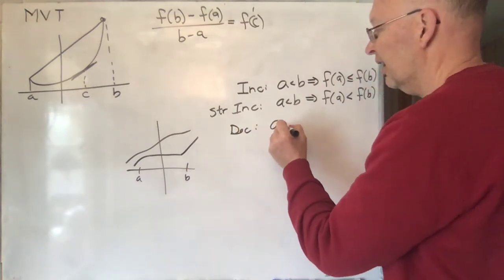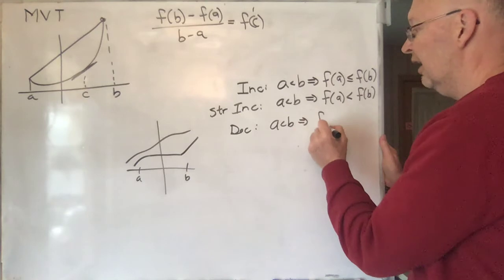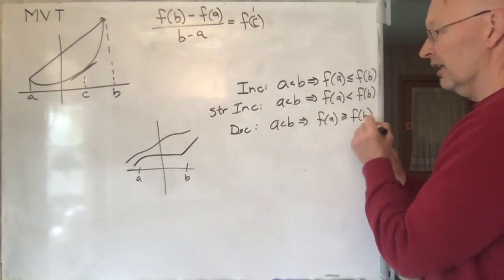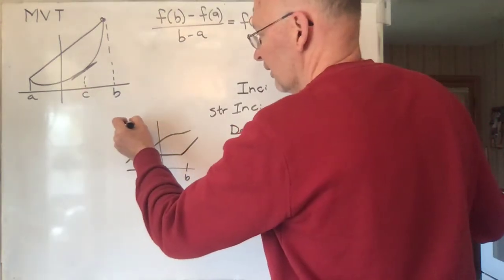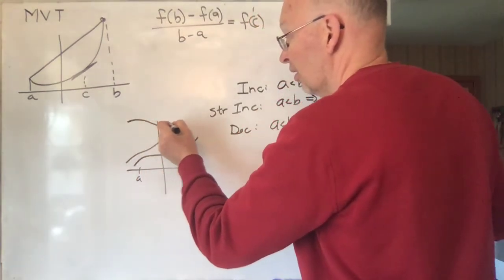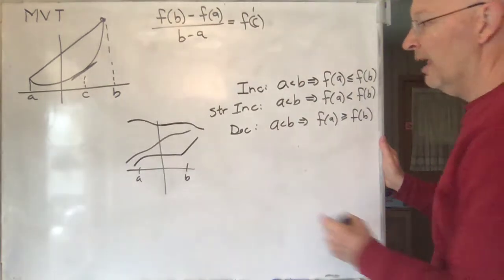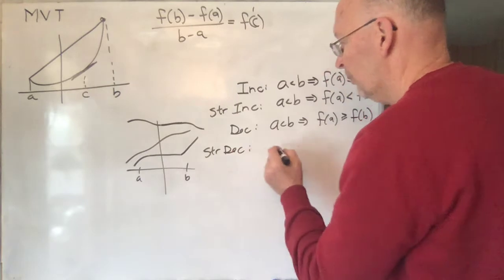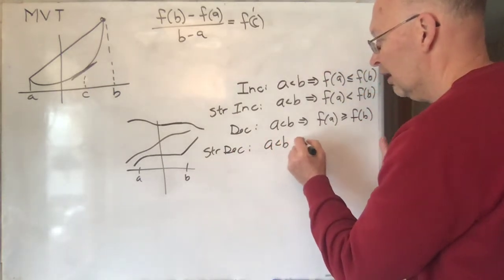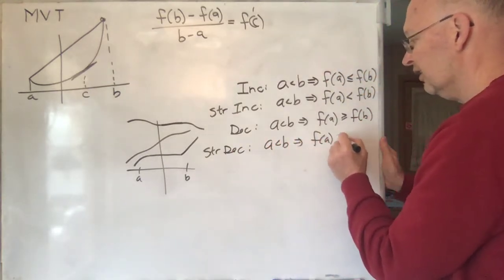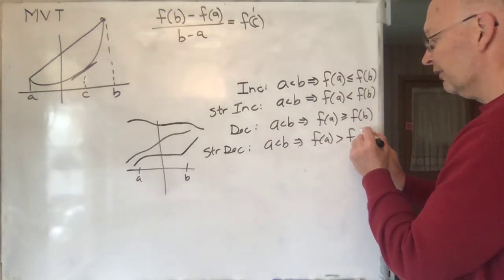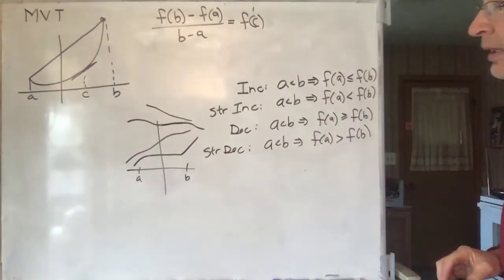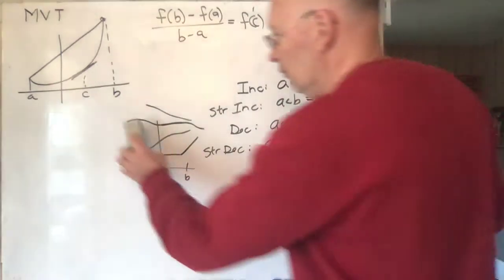Decreasing means that if a is less than b, then f of a is greater than or equal to f of b. So the function might do something like this. Something like that. And then strictly decreasing means that if a is less than b, then f of a is strictly greater than f of b. So something like that. Okay, make sense?